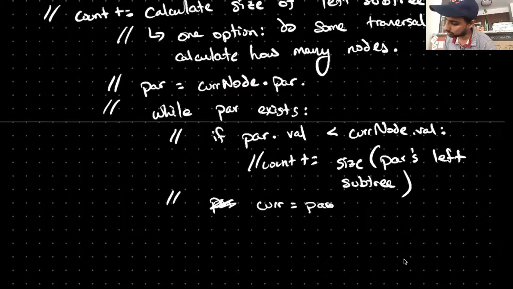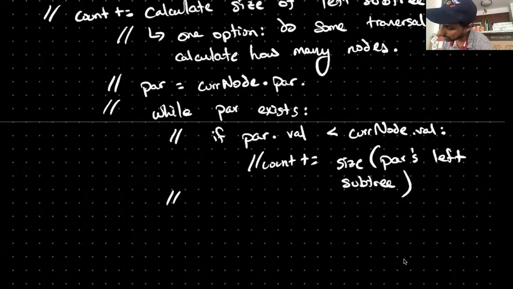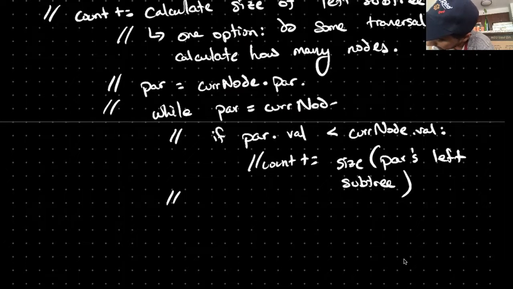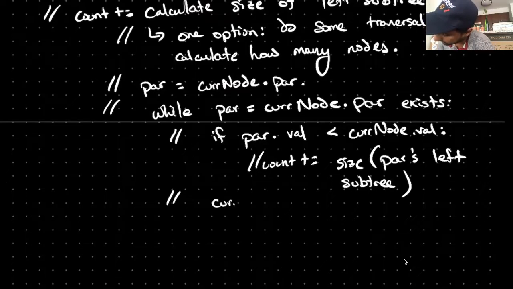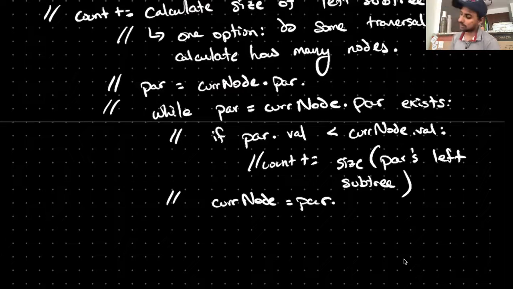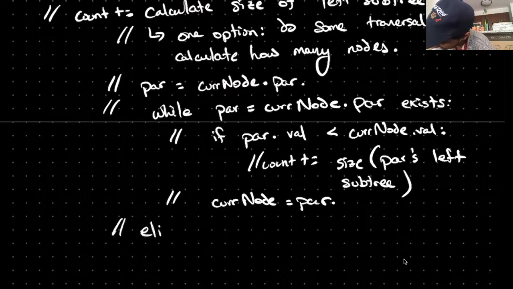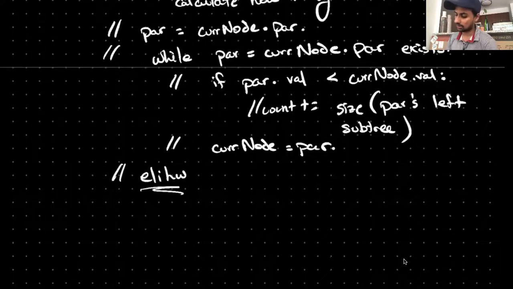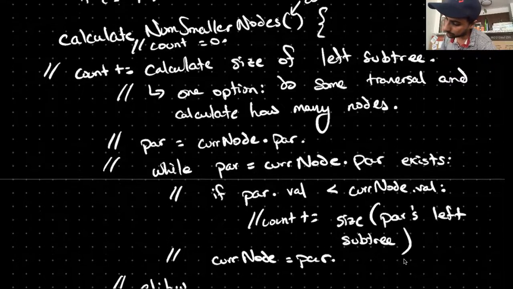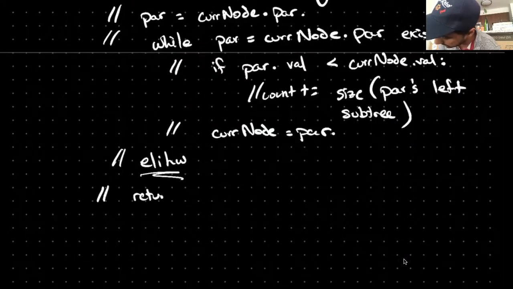Let me cross this out and write this a little cleaner. We can say: while parent equals cur node dot parent exists, we do this. And then we can say cur node equals parent. Again, all of this is pseudocode, so we have to actually convert this to code, but I will leave that as an exercise to you. All of this is within the while loop, so I'll end the while loop here. This is just while backwards, which indicates that the while loop is done. And after we're done with all of this, we just return the count.